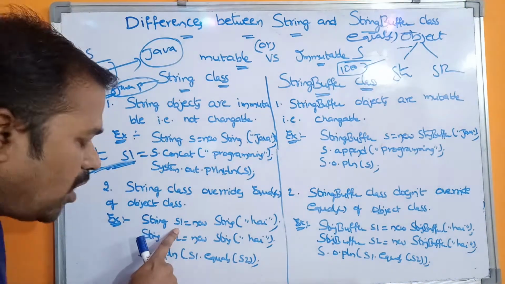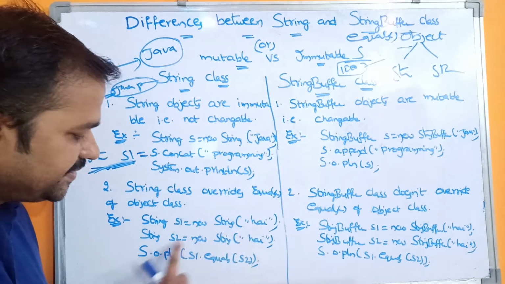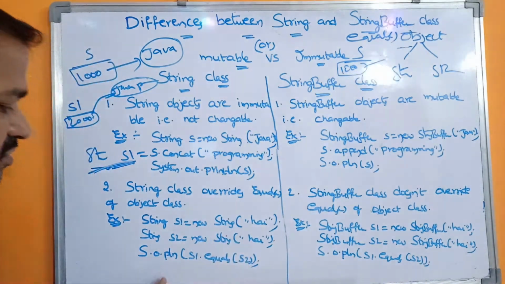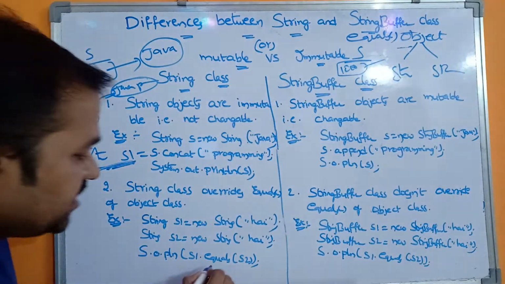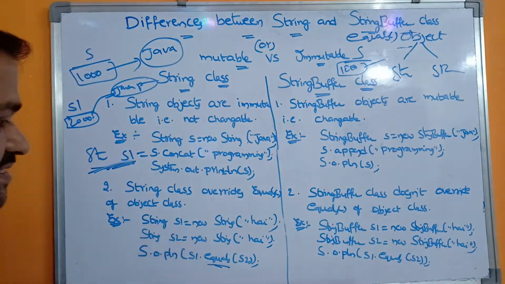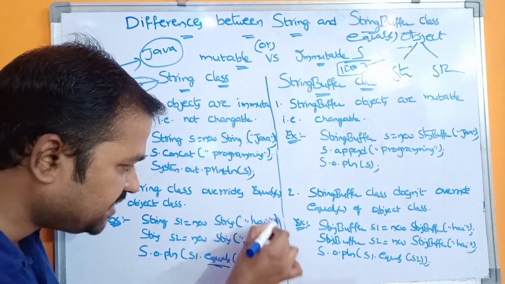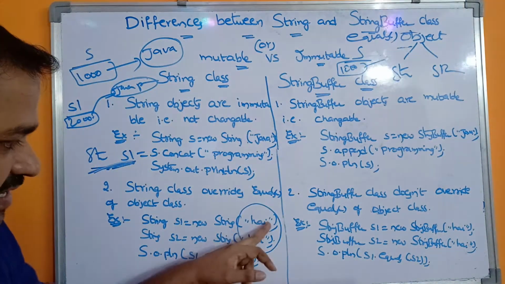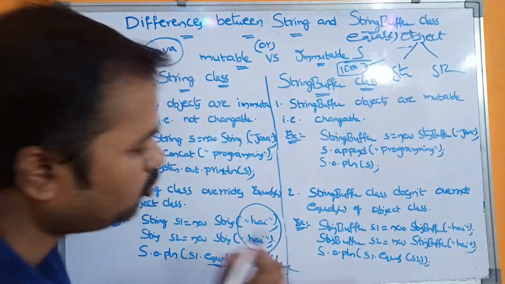So here we have two objects, s1 and s2. The content of s1 is hi, the content of s2 is hi. So System.out.println(s1.equals(s2)). So what is the use of the equals method in the String class? It checks whether the contents of two String objects are equal or not. So s1 content hi, s2 content hi. So it will display true as the output.